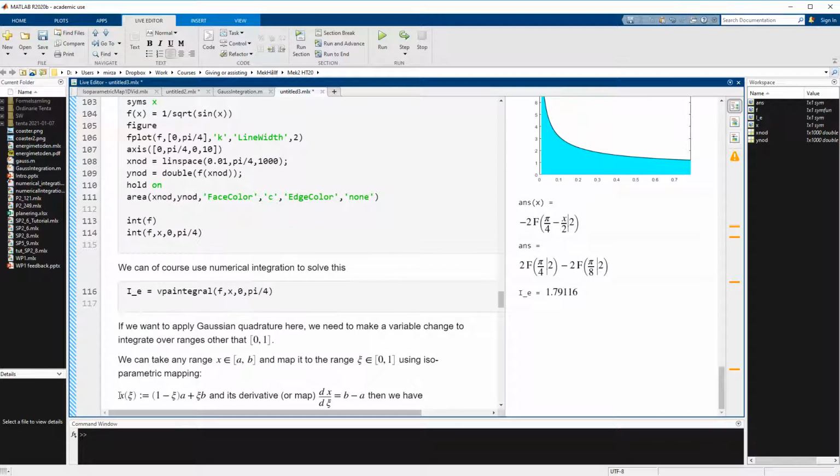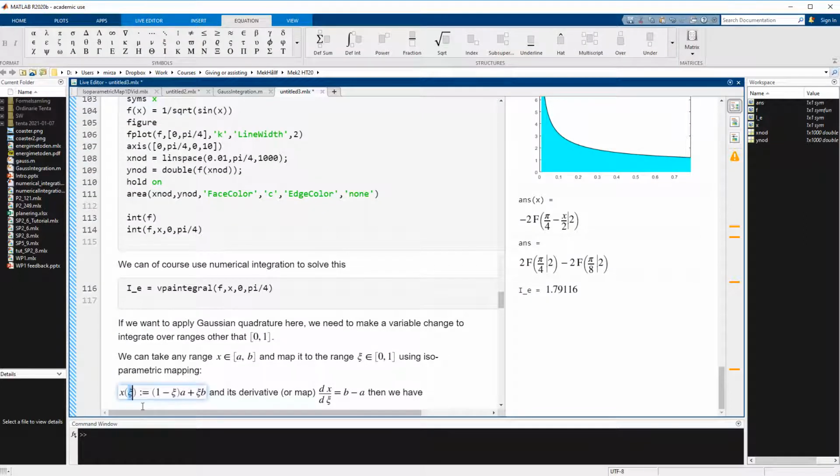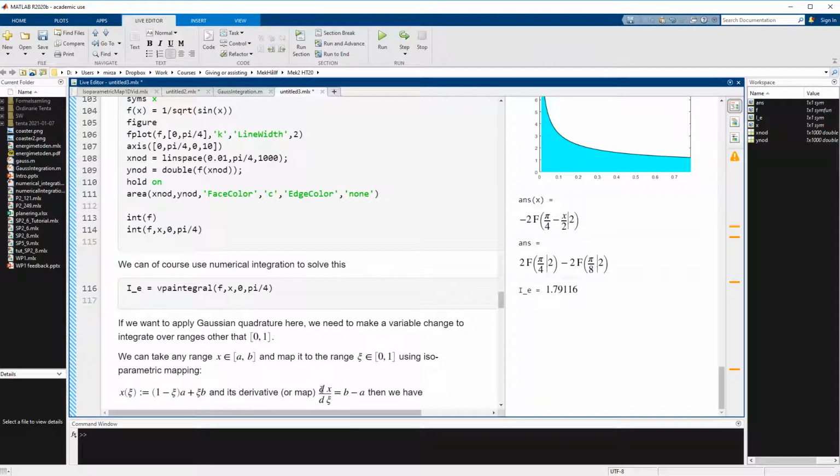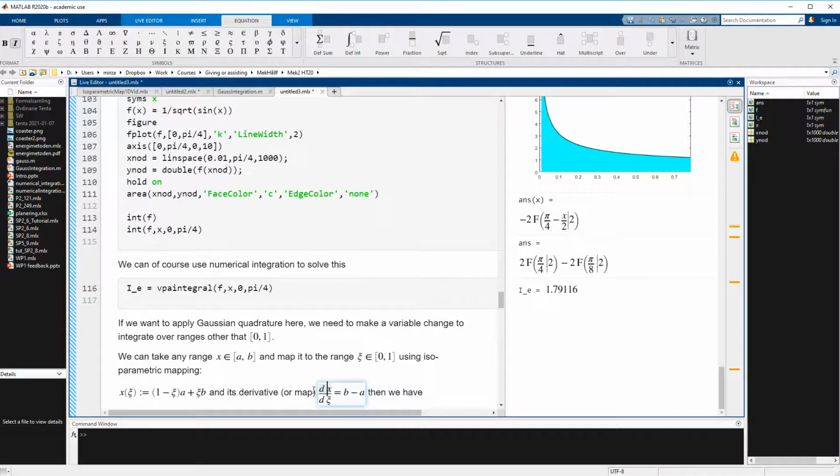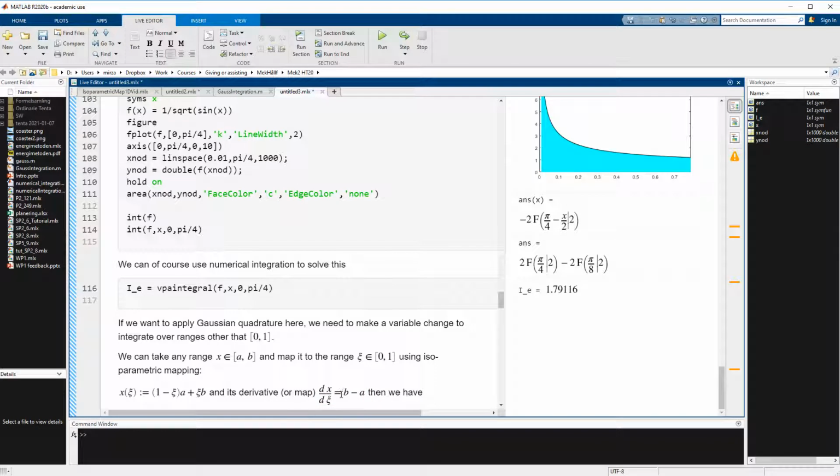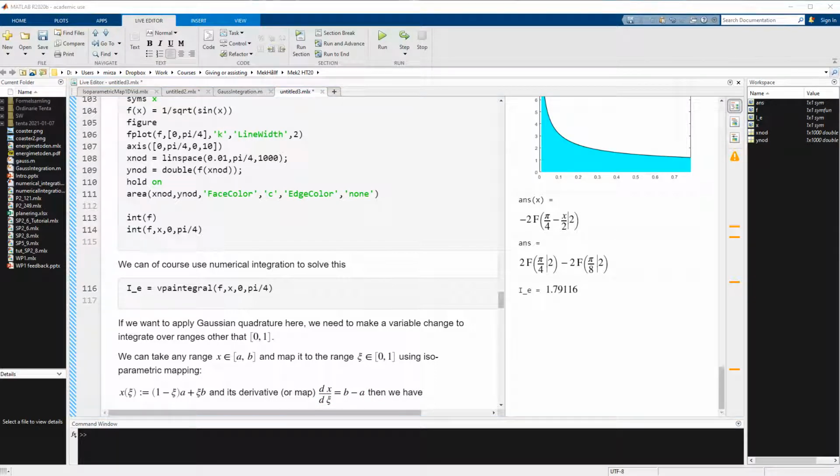So we take this x of this map variable here, which we call xi. We define this to be of this form because we're just doing a linear map, and its derivative, the real map really, is going to be just this b minus a here, and we end up with our integral, which is going to be in this form here.